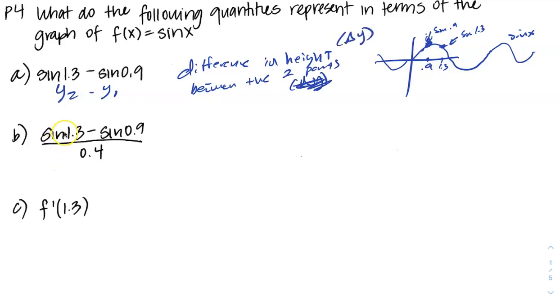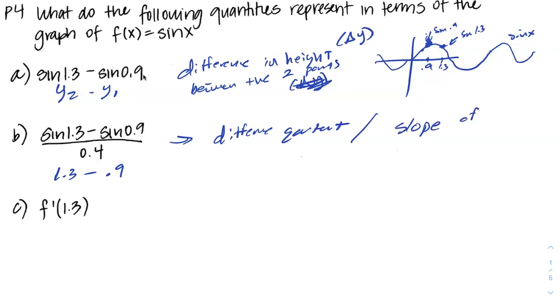How about the next one? Well, we get the difference in height divided by 0.4. Where do they get 0.4 from? Well, look at the numbers you have, 1.3 and 0.9. That's just another way of writing 1.3 minus 0.9. So what is that? That's a difference quotient. But what is that mostly known as? It's the slope of the secant line between 2 points. Because you have 2 points, it's the slope of a secant line. The tangent line only has 1 point.